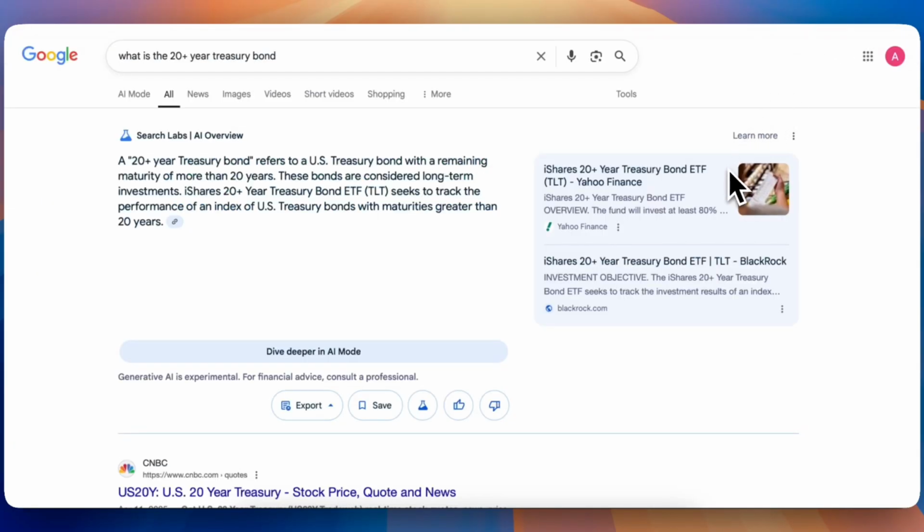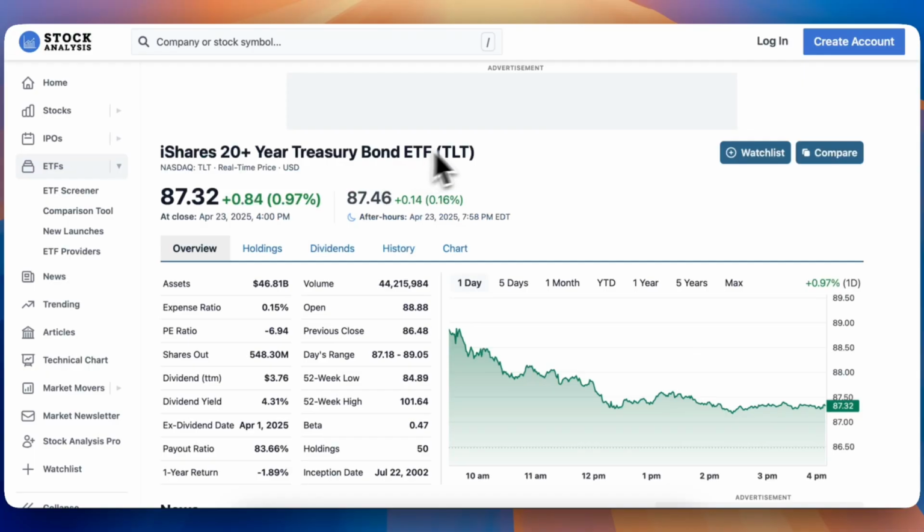But what exactly is the 20+ year treasury bond? Well, the 20+ year treasury bond refers to a US Treasury bond with a remaining maturity of more than 20 years. So while you can go to the government website and buy these treasury bonds directly, it is much easier for a lot of people to just simply buy this ETF, TLT, which tracks that index. If you do end up buying the actual treasury bonds, your money is not tied up for 20 years. You can sell those bonds whenever on the market, so your money is not completely tied up.